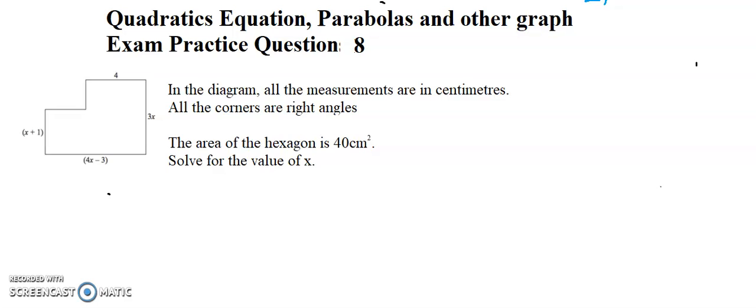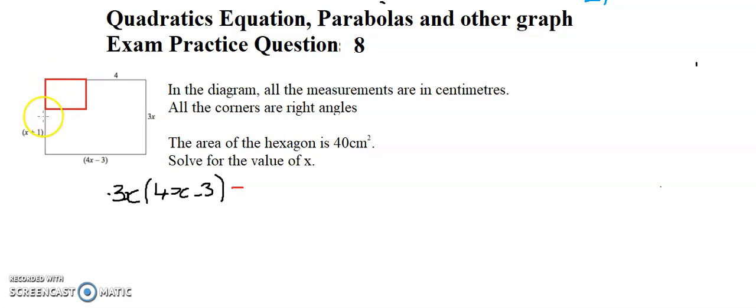So the first thing I'm going to think about is one big rectangle. To do that, I'm just going to be looking at 4x, width times length, 4x minus 3, and it's going to be times 3x. The next thing I need to think about is this rectangle here that I've included. I need to take that away.